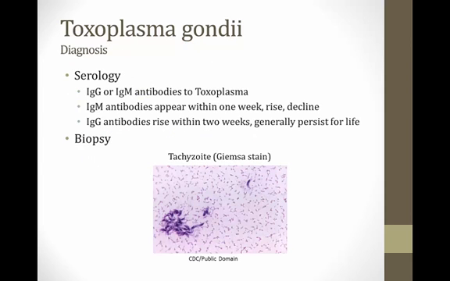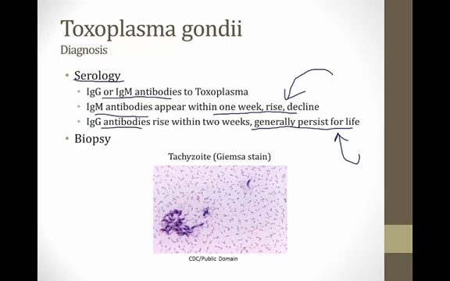You can diagnose toxoplasma by serology tests. There are IgG and IgM antibodies that you can detect in the lab. The IgM antibodies, as usual, are temporary, so they appear in a week and rise and decline. If the IgM antibodies are elevated, it suggests a recent exposure. IgG antibodies will rise within 2 weeks and then generally persist for life, so elevated levels of IgG antibodies do not necessarily suggest a recent infection.